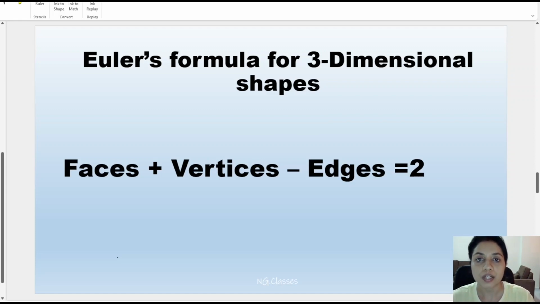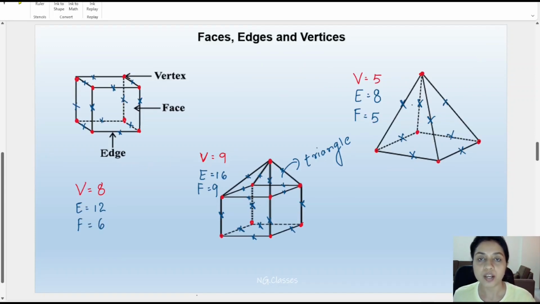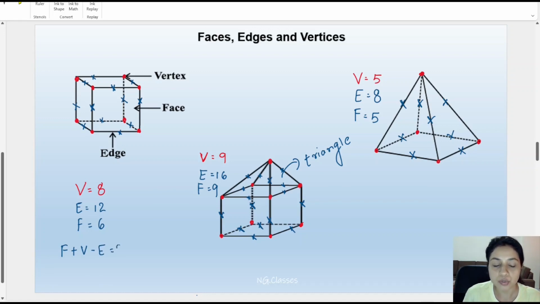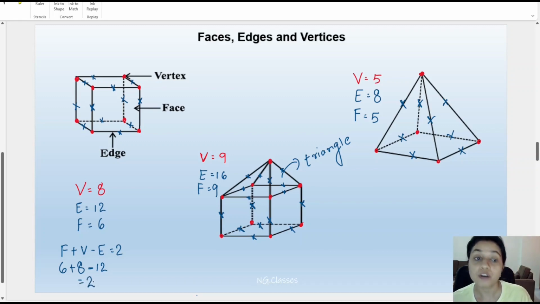Let's check it for our figures. So as per the formula, number of faces plus number of vertices minus number of edges is equals to 2. Our number of faces is 6, number of vertices are 8 and number of edges are 12. Here when we do the calculation, we will get 2 only. So yes, we got the special number for our first figure.